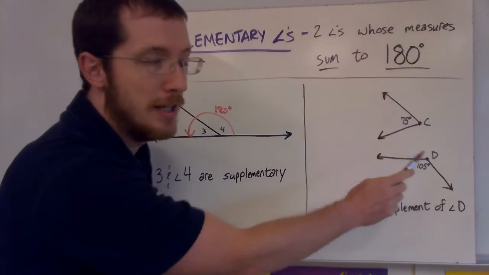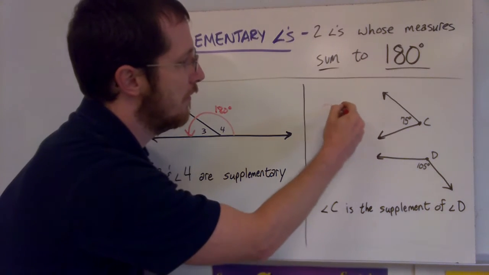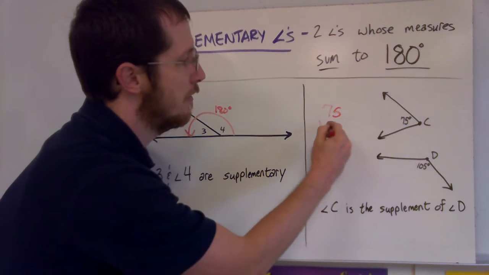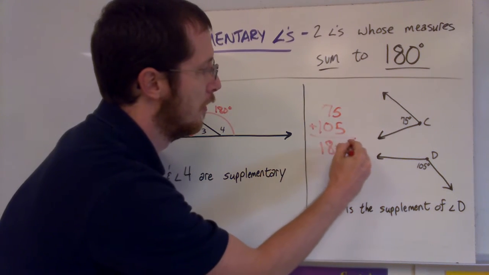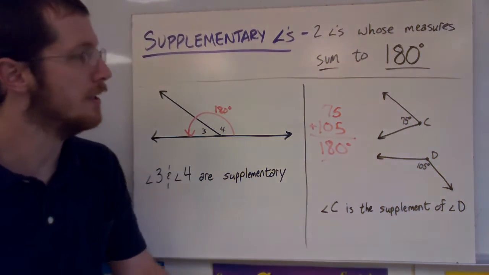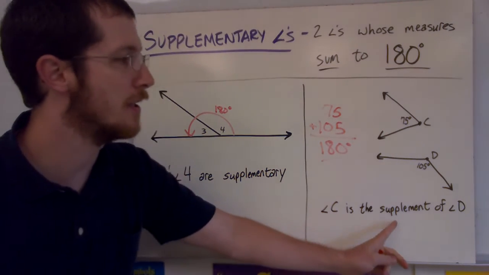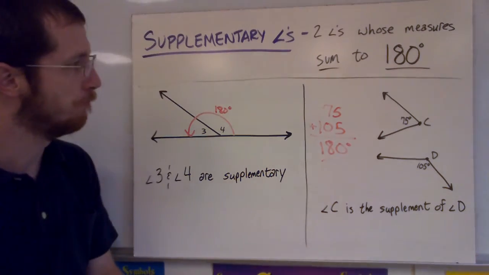Also, we've got angle C and angle D. C is 75, D is 105. Adding these together, we get 180 degrees. So angle C is the supplement of angle D.